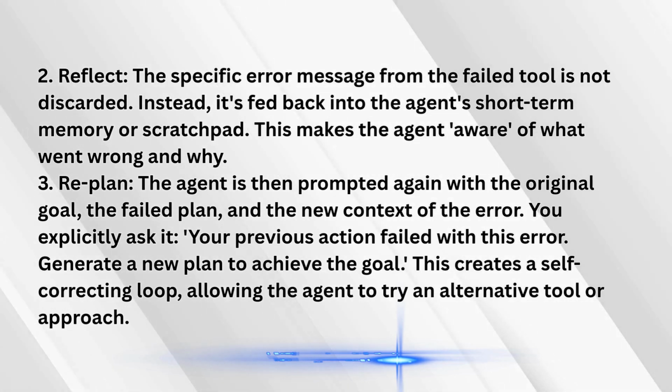2. Reflect. The specific error message from the failed tool is not discarded. Instead, it's fed back into the agent's short-term memory or scratchpad. This makes the agent aware of what went wrong and why. 3. Replan. The agent is then prompted again with the original goal, the failed plan, and the new context of the error. You explicitly ask it, your previous action failed with this error. Generate a new plan to achieve the goal. This creates a self-correcting loop, allowing the agent to try an alternative tool or approach.